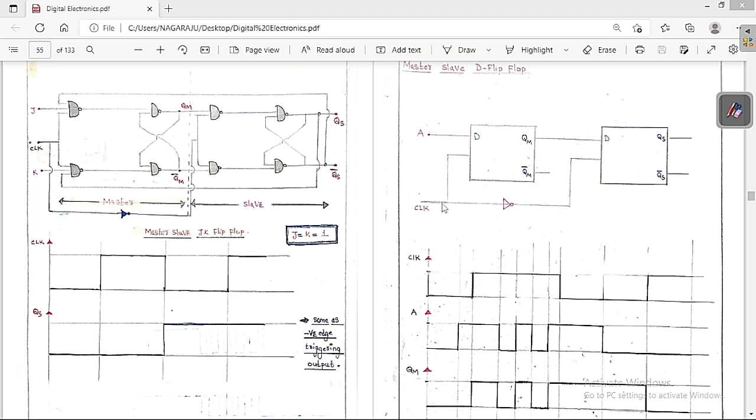So whenever the clock is high, listen carefully. Whenever the clock is high, this master is going to get activated. Then whatever the input, same thing we are going to get across the QM. So you can see clearly.